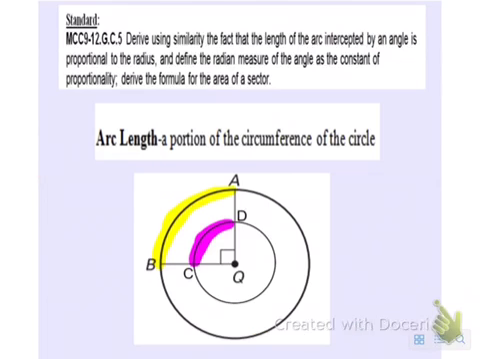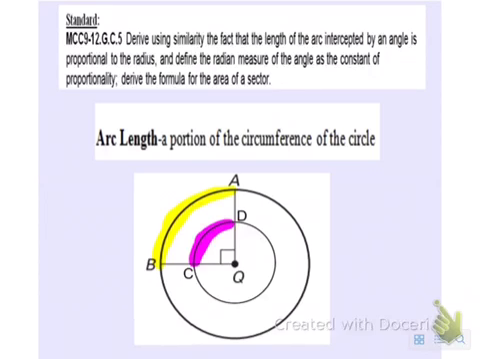All right, now the standard that we're working on now says derive using similarity the fact that the length of an arc intercepted by an angle is proportional to the radius. Now if you look at these two arcs that I have highlighted in yellow and in purple, those are arcs because they're part of a circle. And do you agree that they both go with the same 90-degree angle because they both have the same central angle? So they're going to be proportional to the radius because the radius for the yellow arc will be much larger than the radius for the purple arc. So that's why we're going to be talking about that.